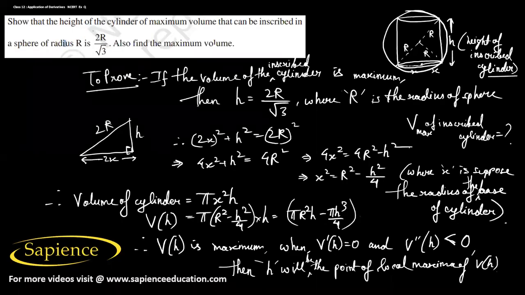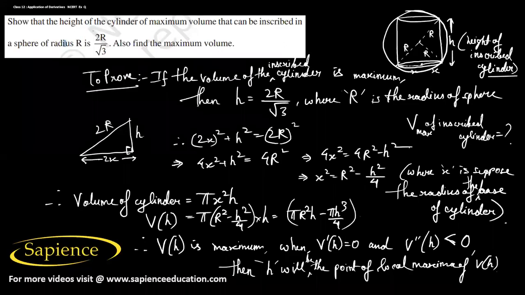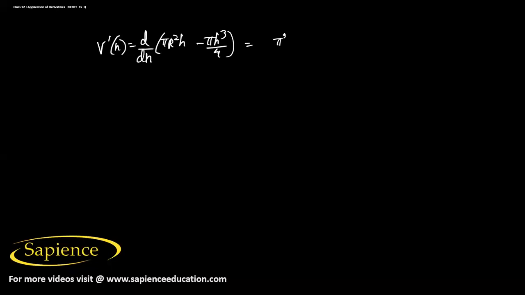So therefore V'(h) will be equal to d by dh of (pi r square h minus pi h cube by 4). So that will be equal to pi r square minus 3 pi h square by 4. That should be equal to 0.